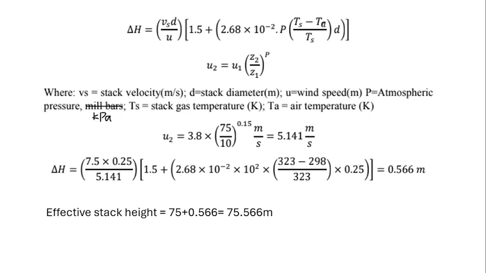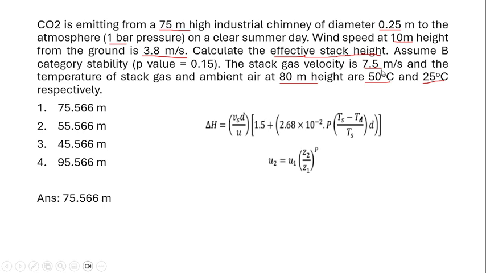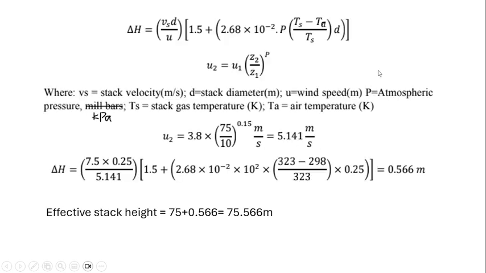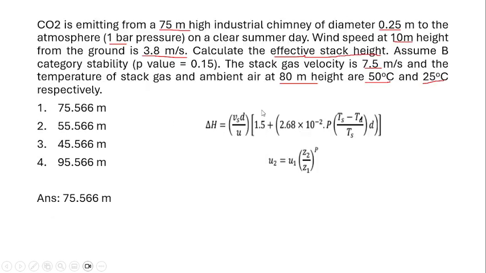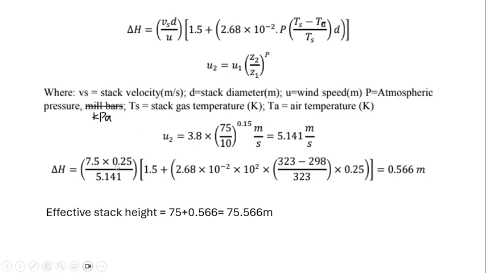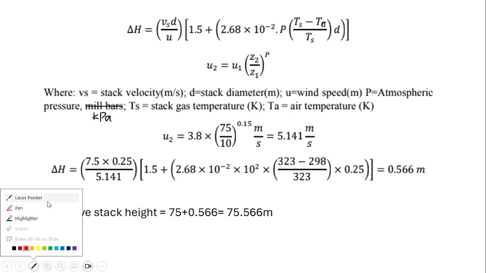Okay, hope you are solving it. First, this is the Holland's equation. We need to find the Vs, which is the stack velocity, which is given as 7.5 meter per second. Just substitute it. And then the D. D is the stack diameter, and it is 0.25 meter. So it is also substituted. Next, U is the wind speed. So now the wind speed at what height? At our new stack.